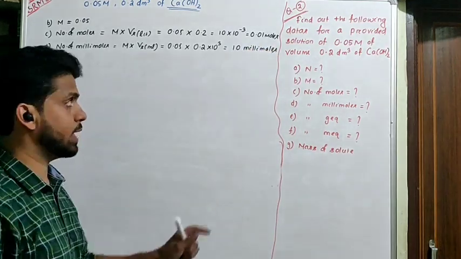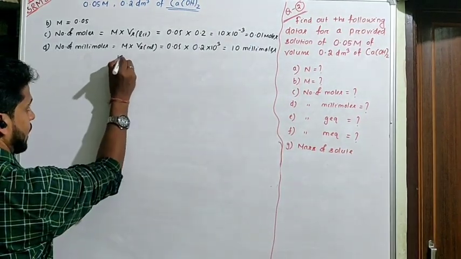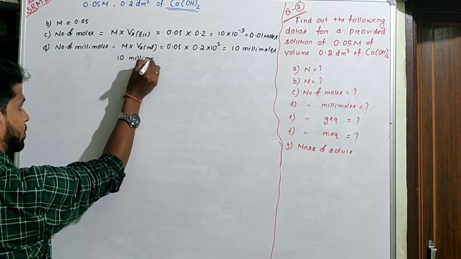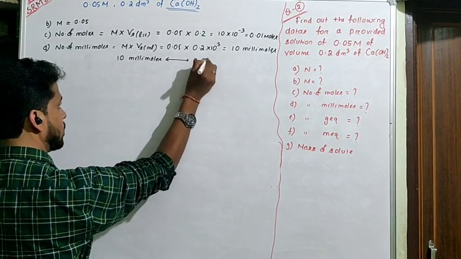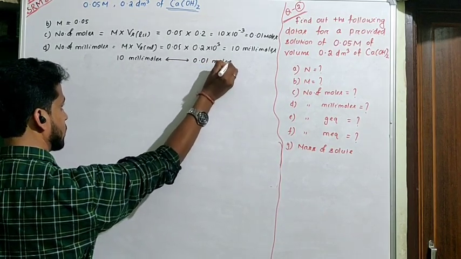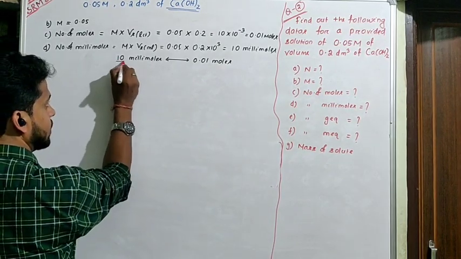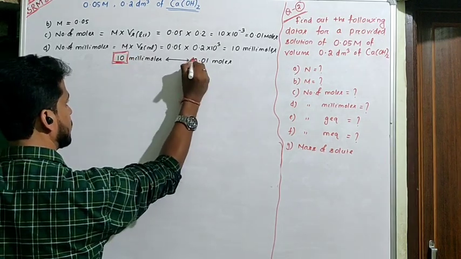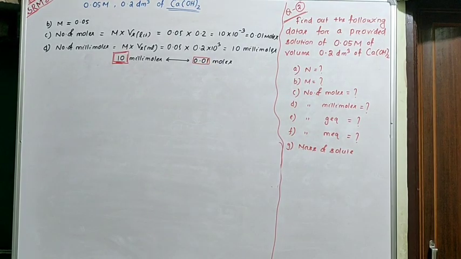So here we can interrelate these two: 10 millimoles and 0.01 moles. Which one is greater? Definitely millimoles is greater. This is larger with respect to this one. Right? Now, then number of gram equivalent.